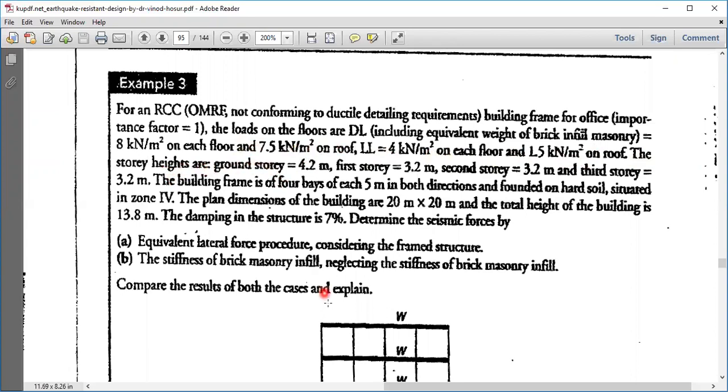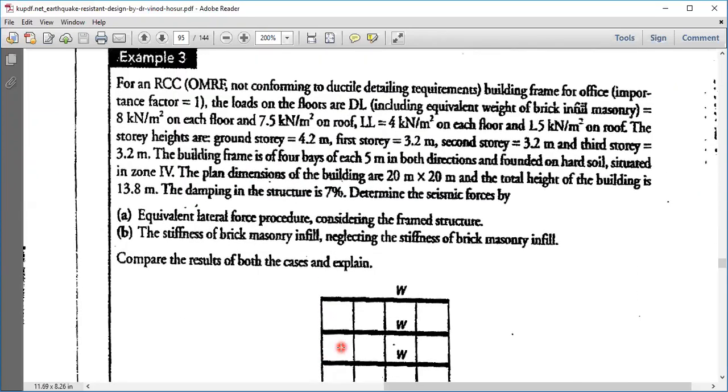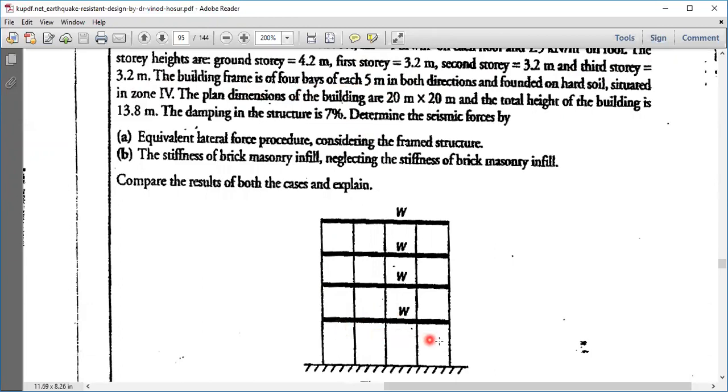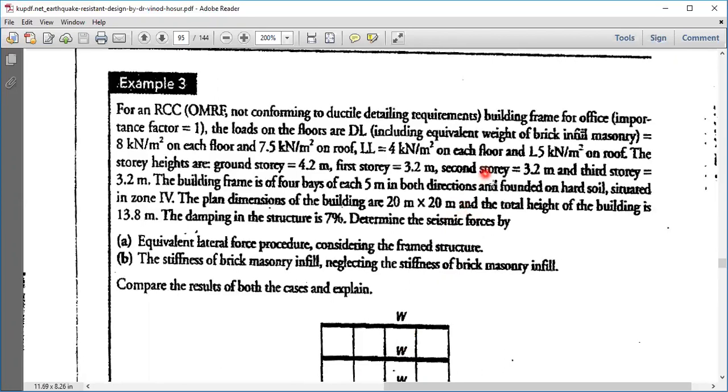The story heights: the ground story here is 4.2 and the rest are 3. The building frame is 4 bays of 5 meters each. So 1, 2, 3, 4. This makes it 4 bays of 5 meters center to center distance, founded on hard soil situated in zone 4. The plan dimensions of the building: total plan is 20 meters by 20 meters and total height of the building is 13.8.